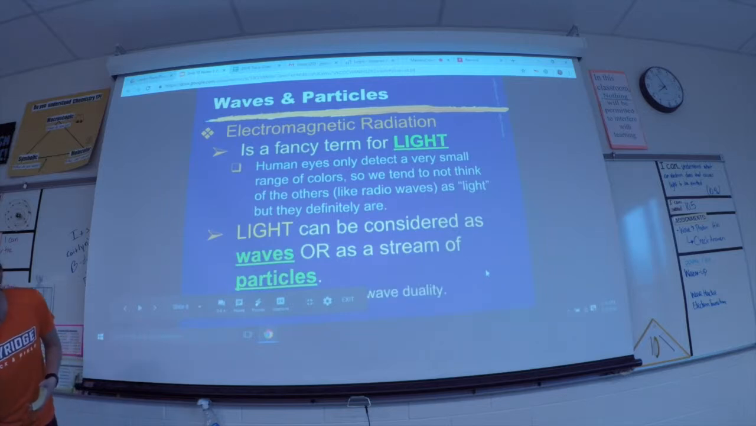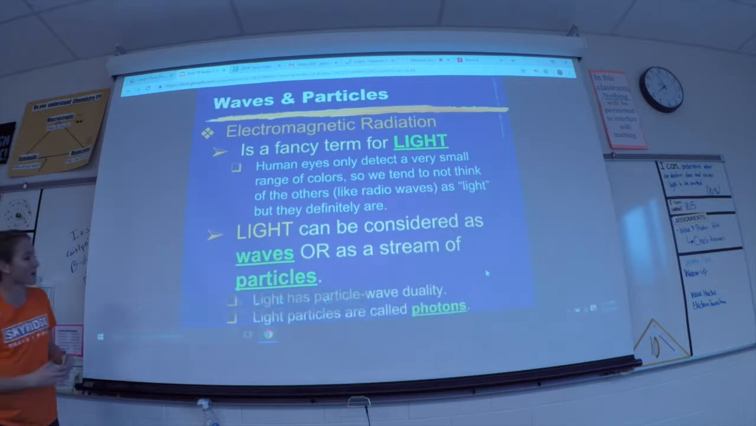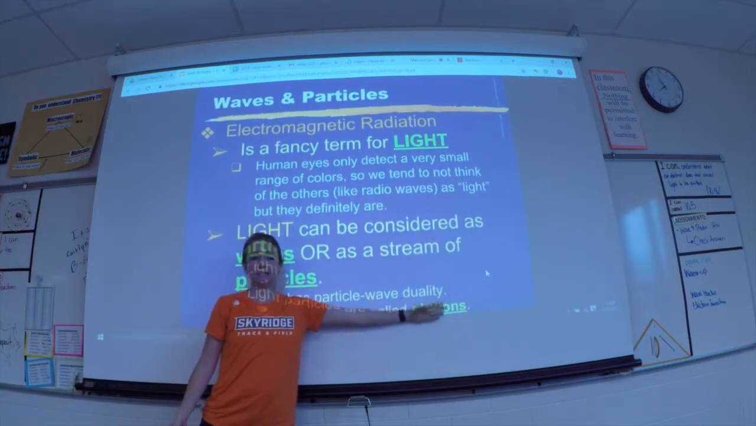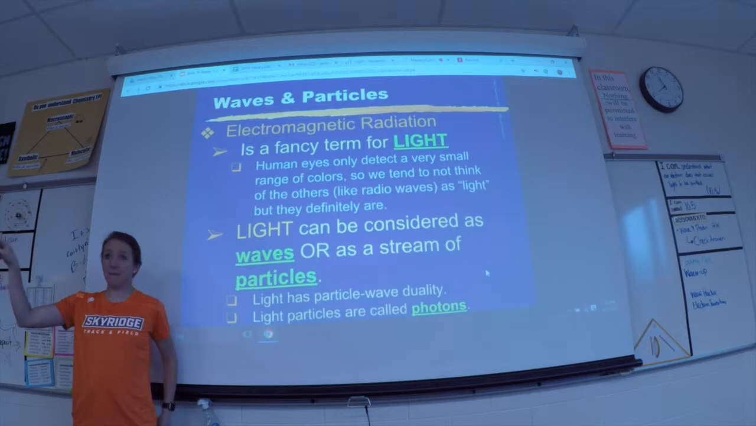So the thing about light is light can be considered a wave or a particle, and when it's a particle, we call it a photon. Okay, so a photon is a single packet of light.